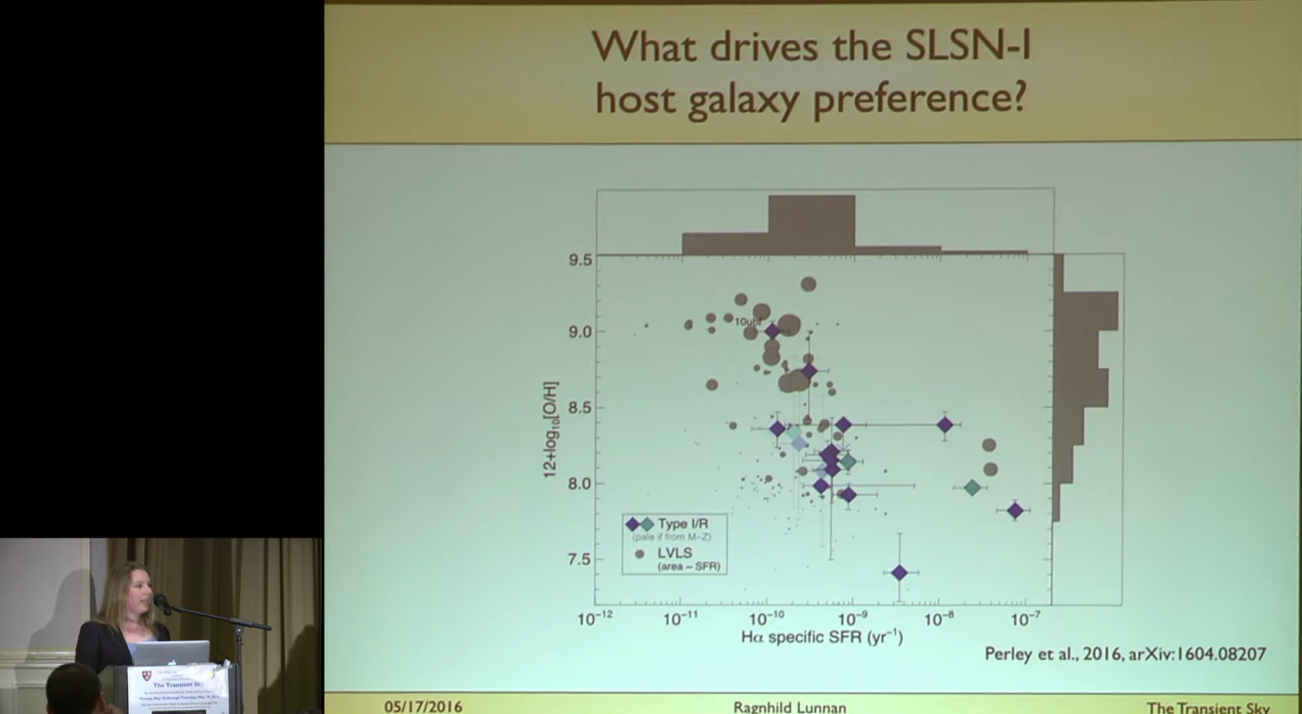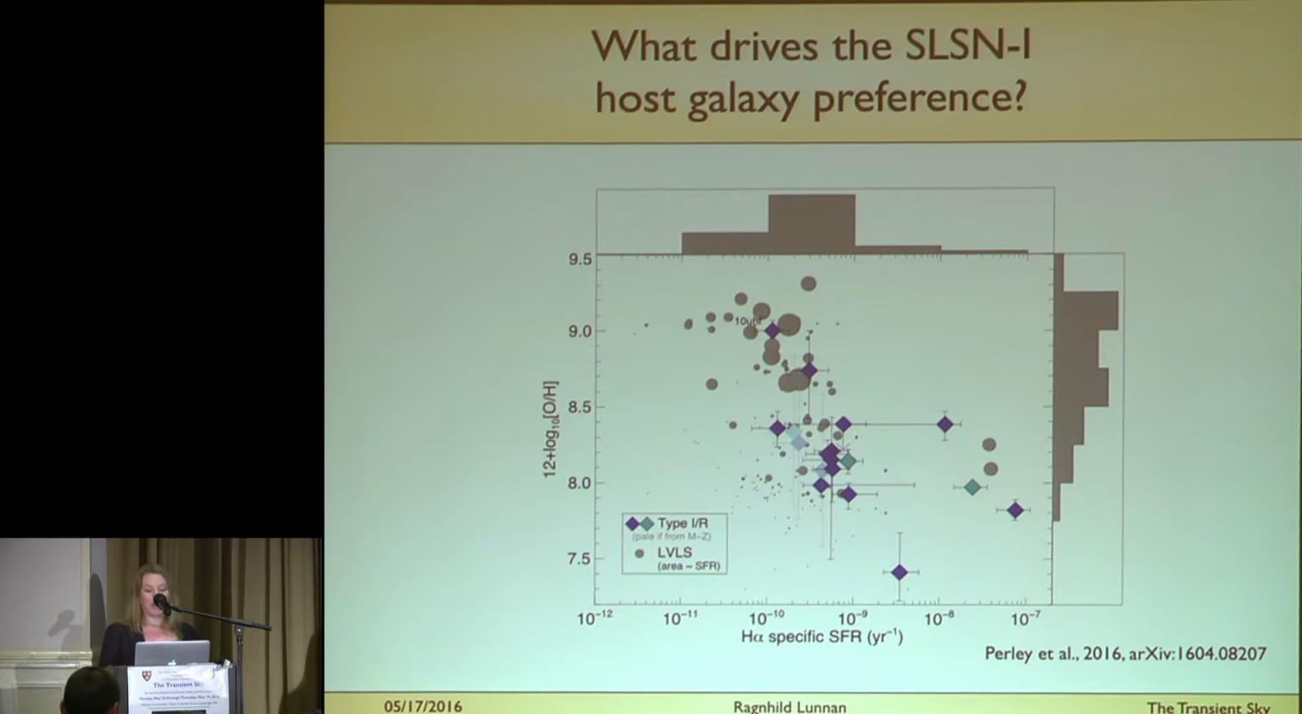And if you go read Dan's paper or look at his poster, which I highly encourage you to do, he is arguing that basically below about half solar metallicity, superluminous supernovae do not seem to show any particular host galaxy preference, but above that metallicity, the rate is suppressed.